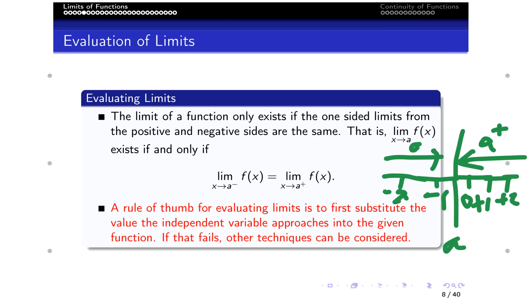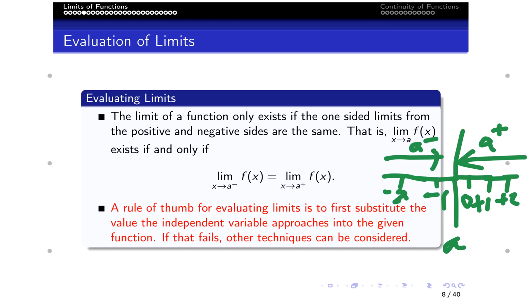So the limit of a function only exists if one-sided limits from the positive and negative sides are the same. That is, the limit of f of x as x approaches a exists if and only if the limit of f of x as x approaches a from the left is equal to the limit of f of x as x approaches a from the right.